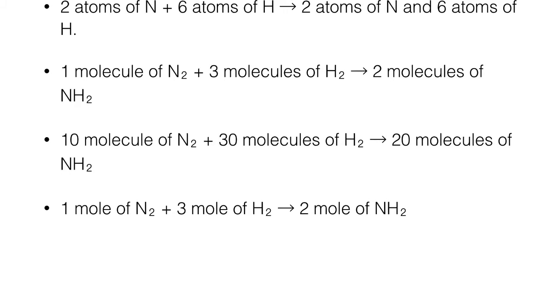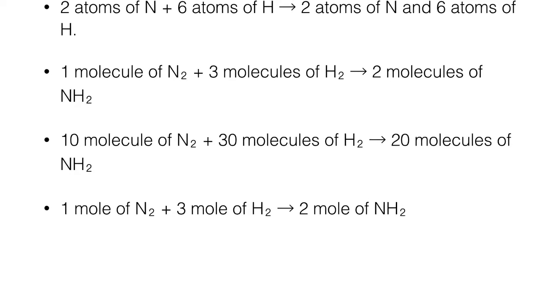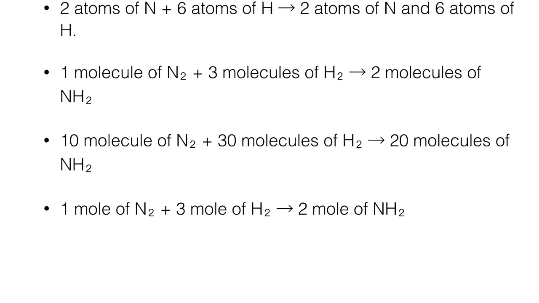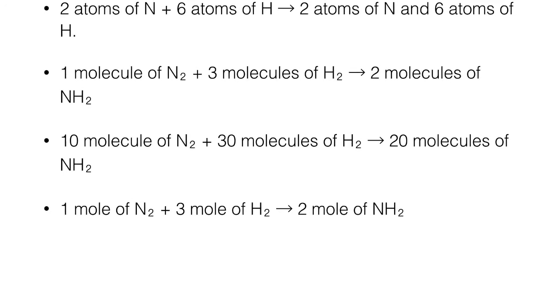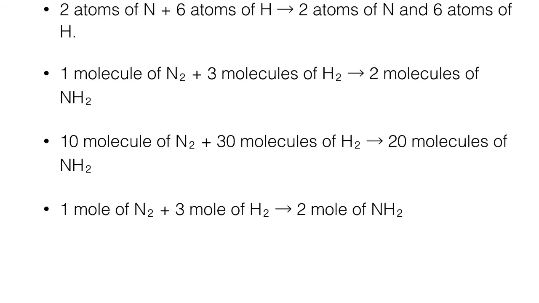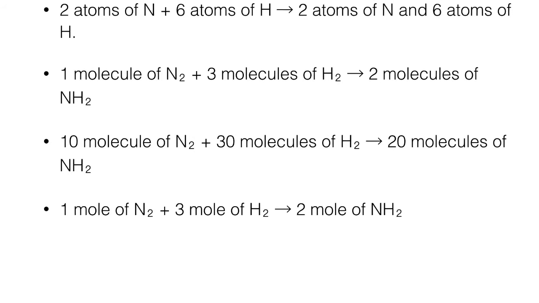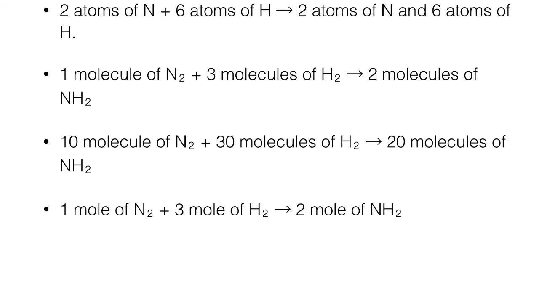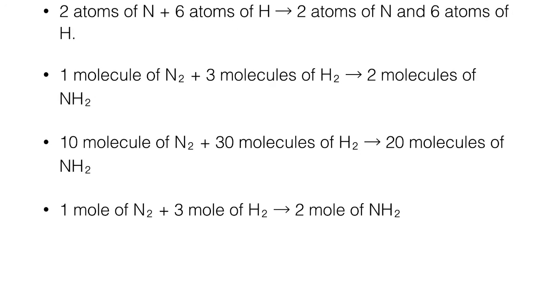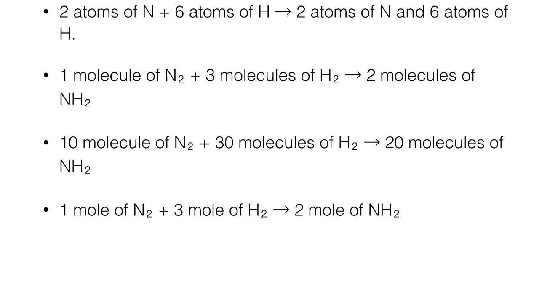We can also look at the equation in terms of moles. 1 mole of N2 plus 3 moles of H2 will give us 2 moles of NH3. Sorry, I copied and pasted those sentences and made some adjustments, but the NH3, which should be there, got copied as NH2 multiple times. My apologies.